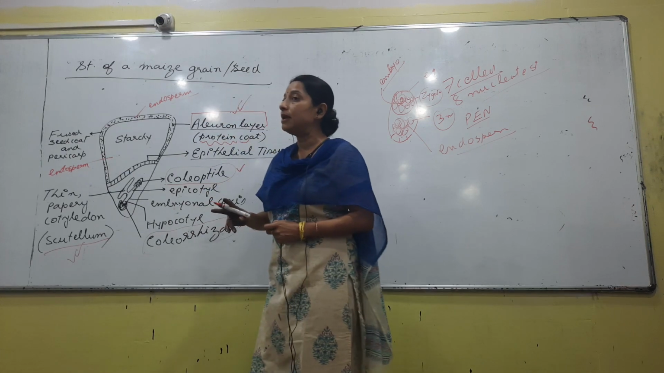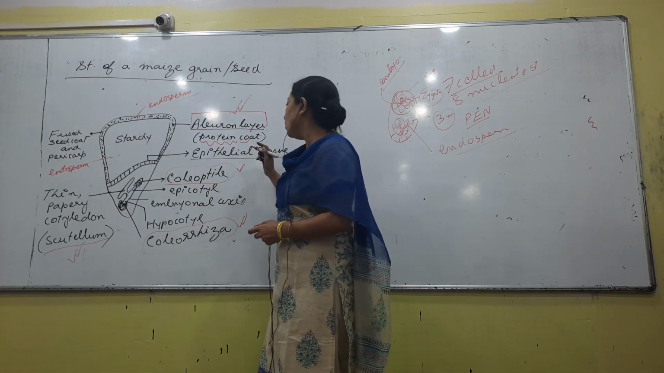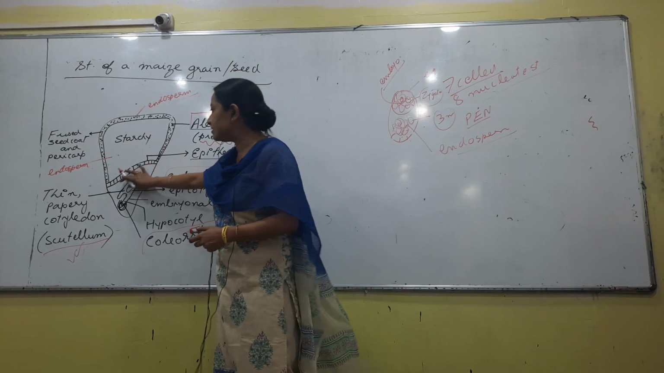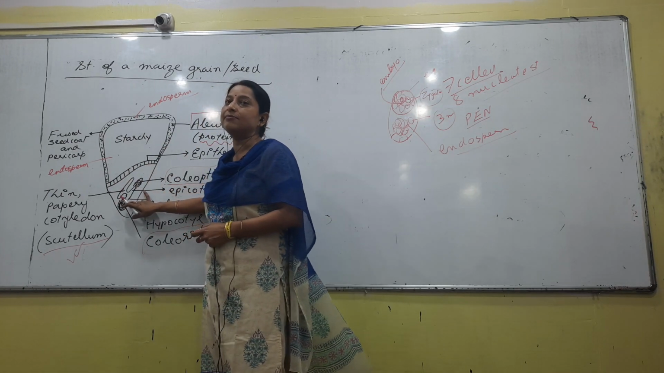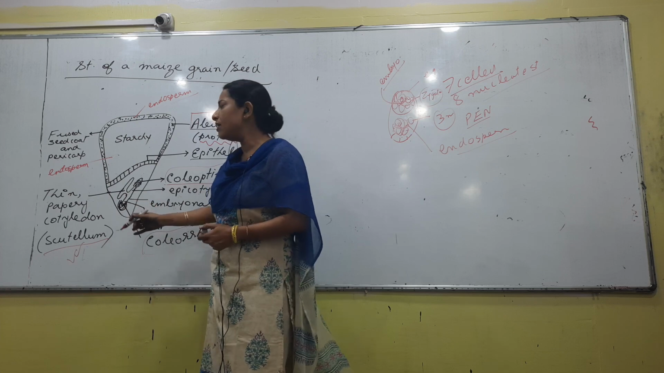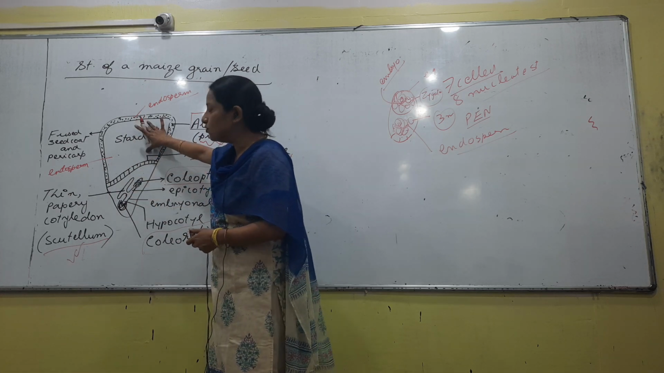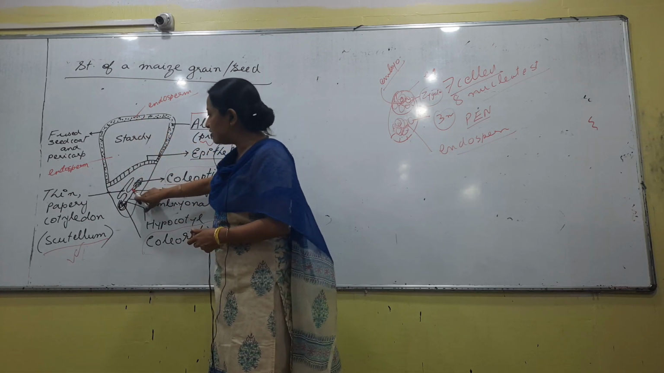If you are talking about the baby plant, who forms the baby plant? Will the endosperm form the baby plant, or is it from the embryo that the baby plant will germinate? It's the embryo. So in this structure, you see the food is stored here. The baby plant will germinate from here.